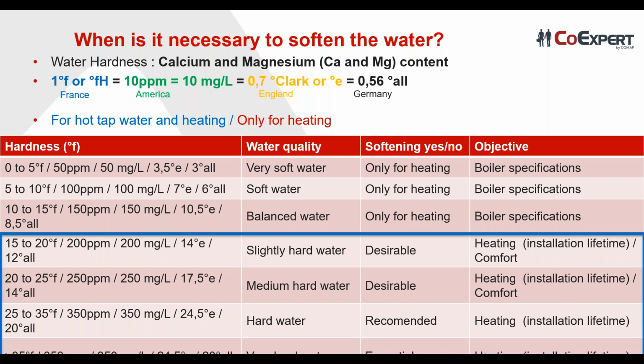In the case of the heating network only, it may be necessary to fill the network with water free of hardness. So it's necessary to soften the water. It's always necessary to soften the water in order to have no hardness in the water for the heating system. It mainly depends on the boiler specification.